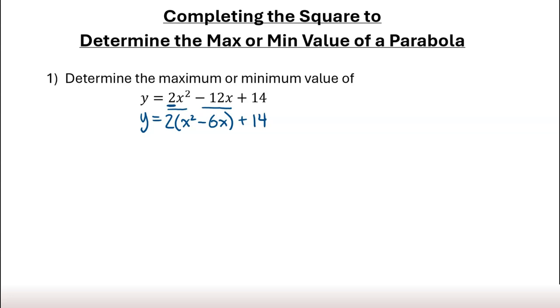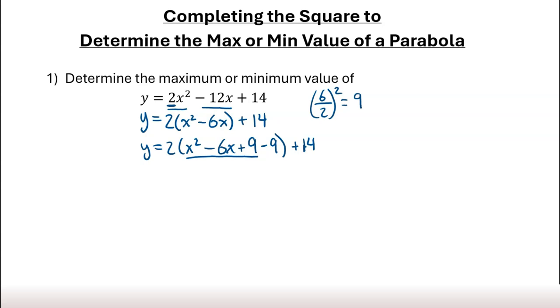So now what we do is we take the 6, we divide it by 2, and we square it. That's 3 all squared, which gives me 9. And so what I now do is I'm going to change nothing, but I'm going to change something by actually adding and subtracting that same number. So I'm going to add 9 and subtract 9. That really changes nothing because I'm not adding anything, but it is changing it in terms of putting it in vertex form.